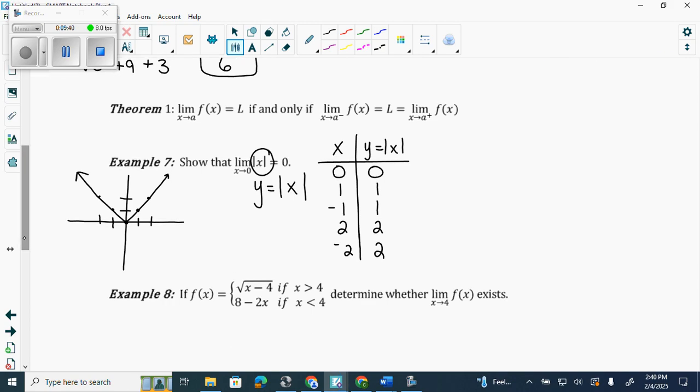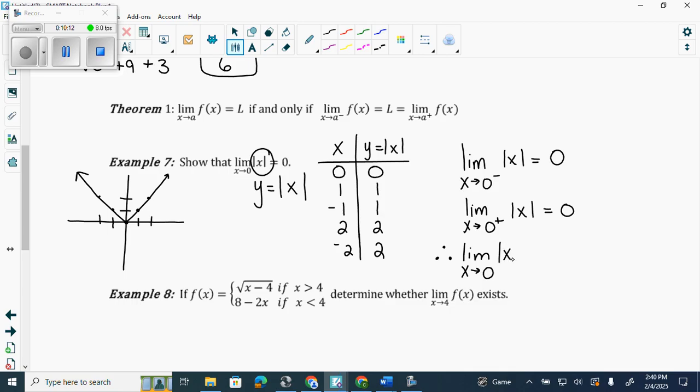So we go, the limit as x approaches 0 from the left of absolute value of x equals 0. The limit as x approaches 0 from the right of absolute value of x equals 0. So from the left I'm approaching 0, from the right I'm approaching 0. Then I say therefore, the limit as x approaches 0 of the absolute value of x equals 0. So you don't always have to show it algebraically unless it's said algebraically.